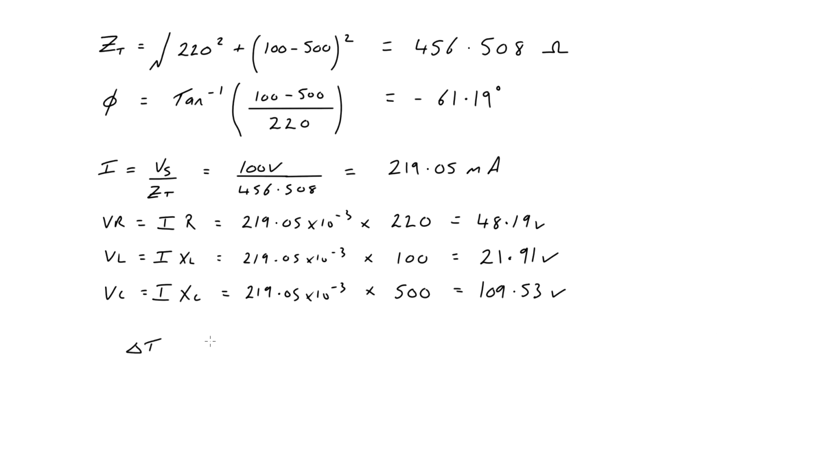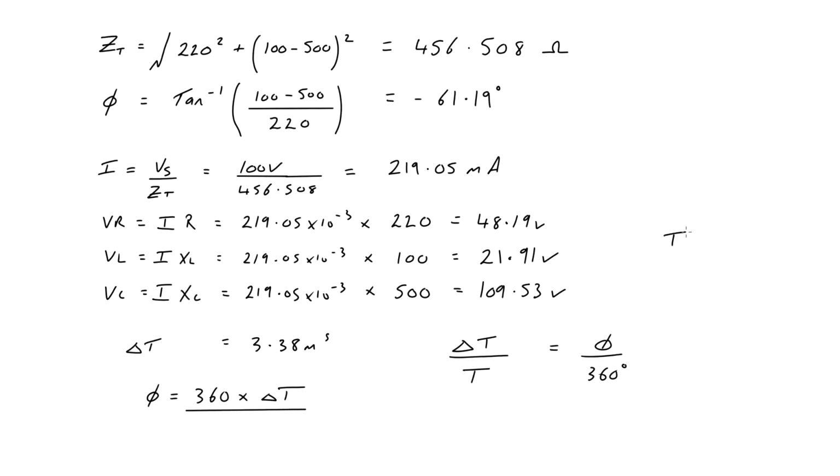So the time difference we had was actually minus, but it's 3.38 milliseconds. And the time difference compared to a whole period is the same as the phase angle compared to a whole circle of spin. So the phase angle is 360 times the time difference between the waves divided by the period. And the period is 1 divided by the frequency, which is 1 over 50. So the period is 0.02 seconds or 20 milliseconds. So if we put the time difference and the period both in milliseconds, it'll give us the phase angle.